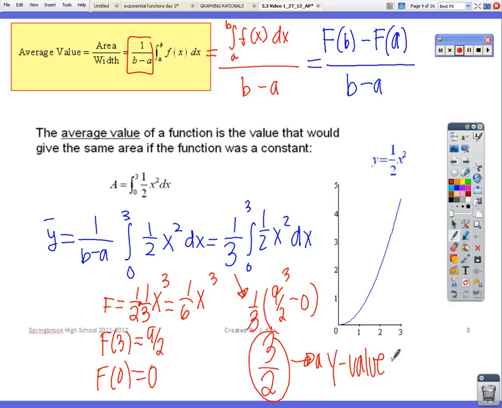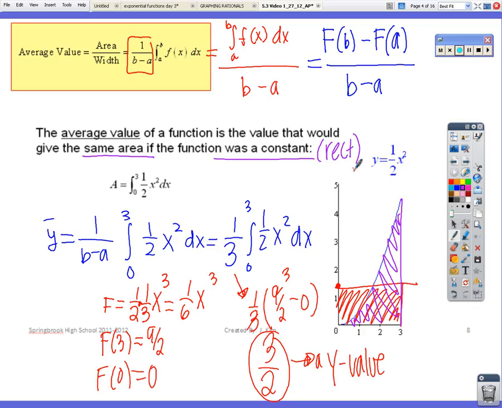What that means is you can physically graph it on your graph. That would be my y value. If you draw a horizontal line and then you create the area underneath that y value as a constant, that area will be the same as the area that's shaded under the curve. So if I was to melt down the purple area and create a rectangle, you would get that red rectangle. So the average value gives you a y value that would give the same area if the function was a constant, which means graphically a rectangle.